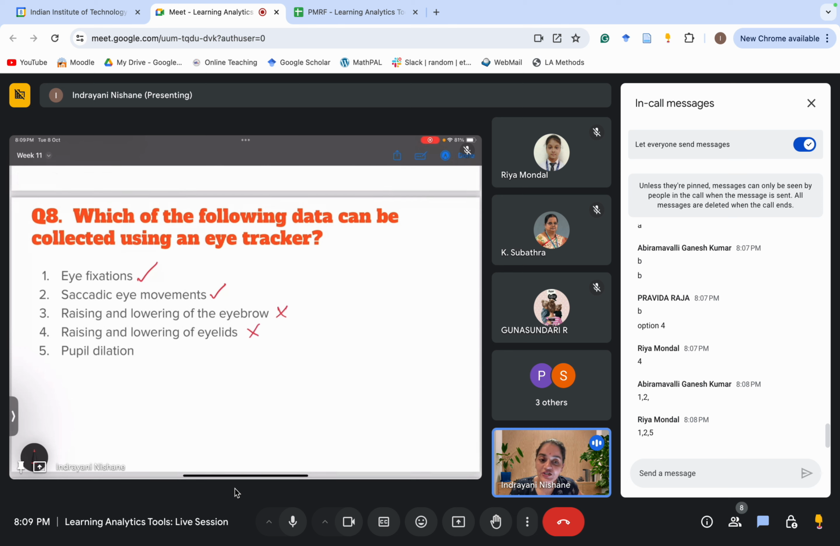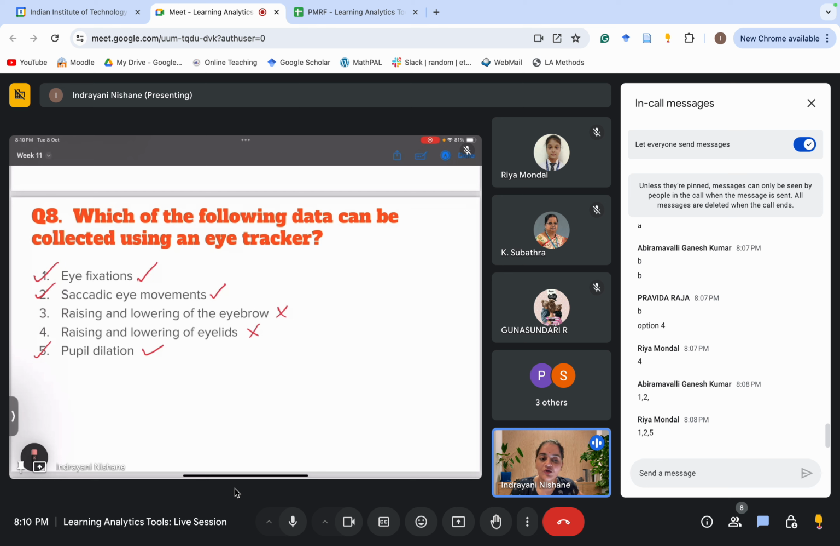And pupil dilation, because the eye tracker measures where our pupil is moving and what the shape of the pupil is, so that it can correctly detect the movement of the pupil. So pupil dilation is also captured using eye tracker data. So the correct answer is option 1, 2 and 5, pupil dilation also.